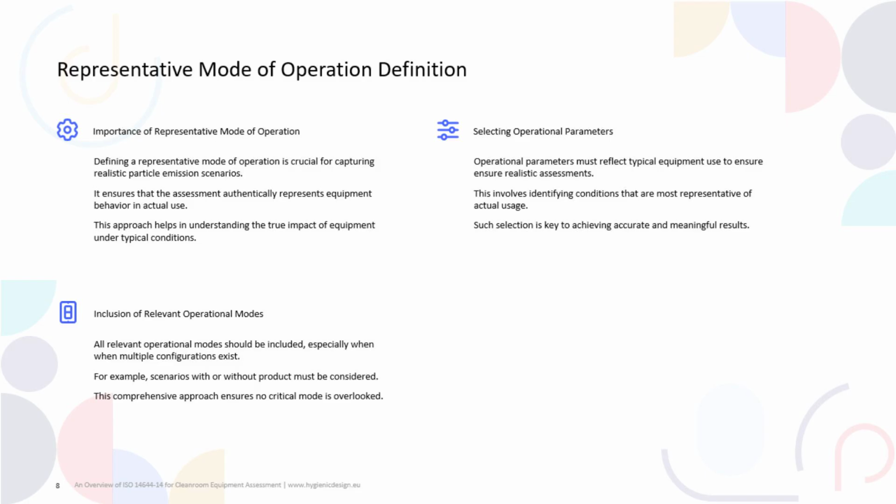When selecting operational parameters, it is important to choose those that mirror typical equipment use. Identifying the most representative conditions helps us achieve realistic and meaningful assessment results. This careful selection is key to the accuracy of our evaluation.